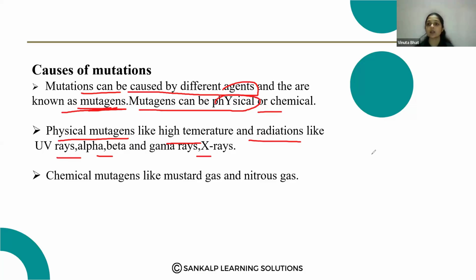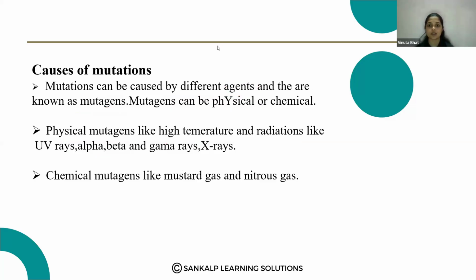So these rays cause the change in the DNA sequence, the DNA base pairs. So these are called physical mutagens, and chemical mutagens like mustard gas and nitrous gas are examples of chemical mutagens. So here we saw what mutagens are, examples of physical mutagens, and examples of chemical mutagens. So this is very important in this topic.